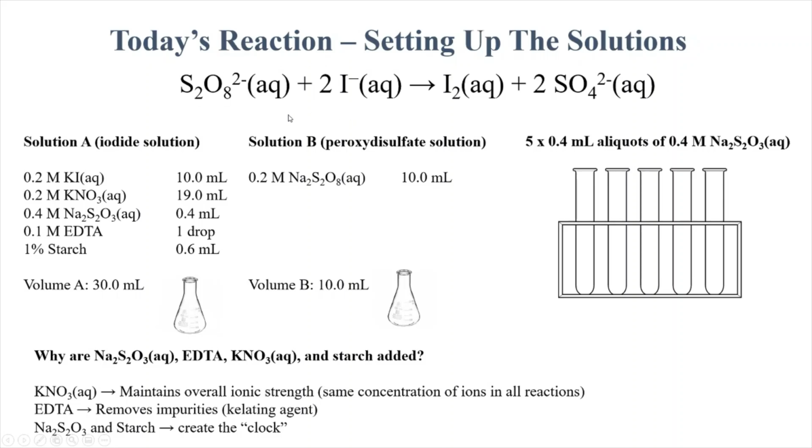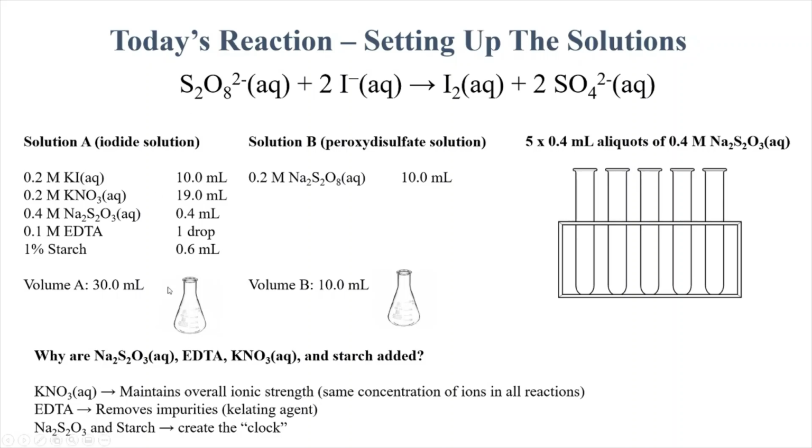So the sodium thiosulfate and the starch create the clock, and I'm going to explain how that works in a second. Now, the other thing that you would set up in this is not only are we going to put some sodium thiosulfate in at the very beginning, we're also going to take some test tubes and add some 0.4 milliliter increments of this sodium thiosulfate to these test tubes. And what's going to happen is we're going to add these test tubes in as the reaction proceeds. And I'm going to explain all of this in a second.